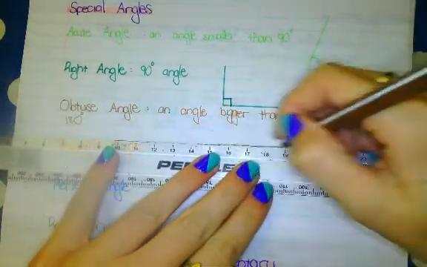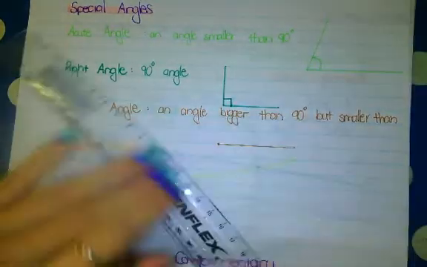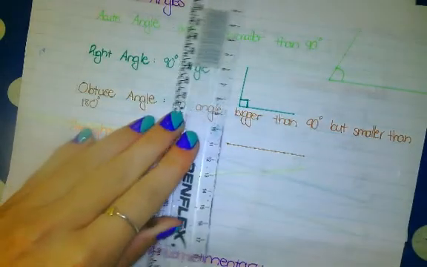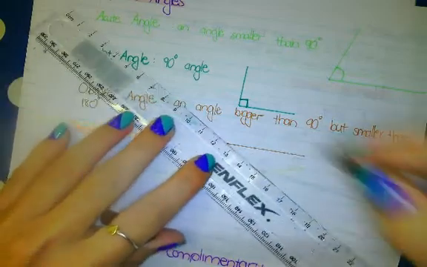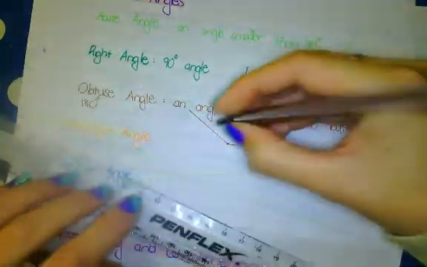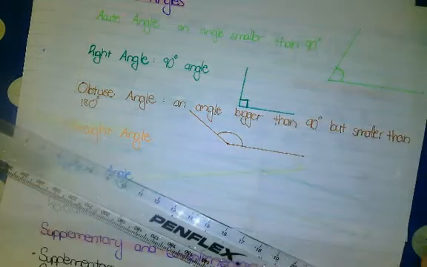Okay, so there's our first arm. There will be our vertex, so that's 90. A straight line would be flat, so I need it somewhere between the two. So anywhere between the two would be an obtuse angle.